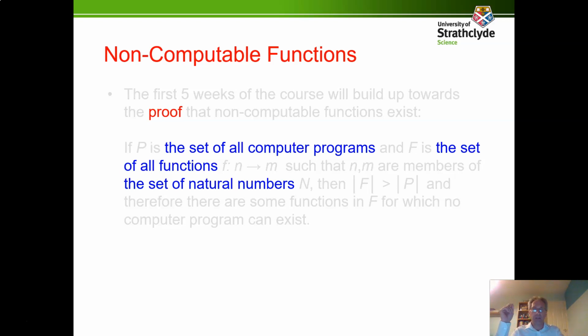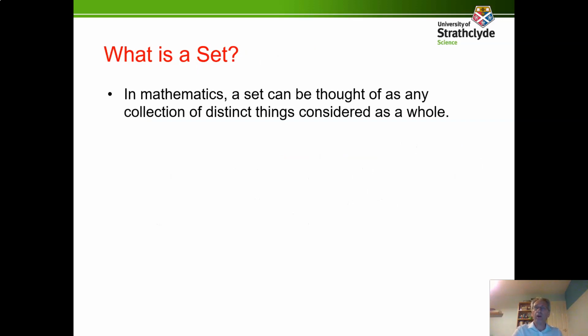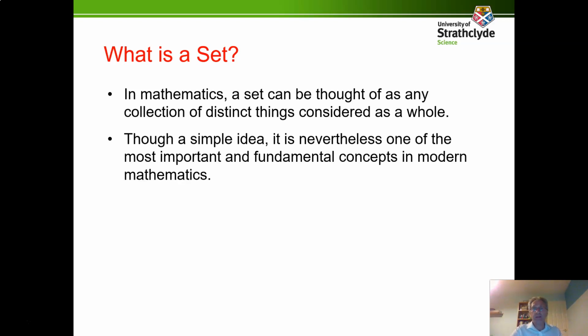So let's have a look at what sets are, and we'll begin with the kind of set theory that you probably did at school. What exactly is a set? We can describe it as a collection of distinct things, a bag of things, but considered as a whole. So it's a collection, but we're thinking of it as one object. It's a very simple idea in fact, but it is one of the most important and fundamental concepts in modern maths, and a lot of computer science is based on modern maths. The ideas that you'll see in, for example, functional programming in your second year and in your third year are all based on the idea of set theory.